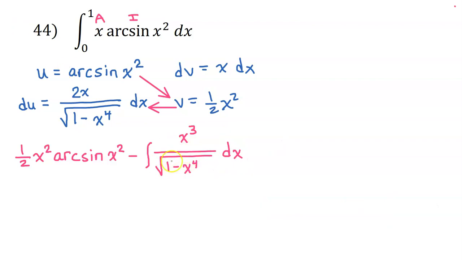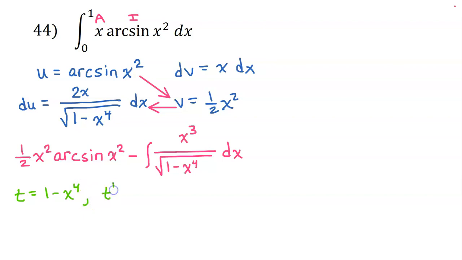We can find this integral using u substitution. However, we are already using the variable u, so let's call it t substitution, and let's let t equal 1 minus x to the 4th power.